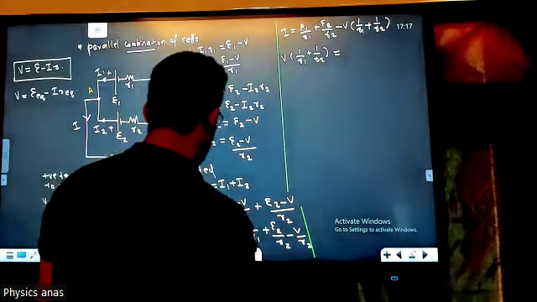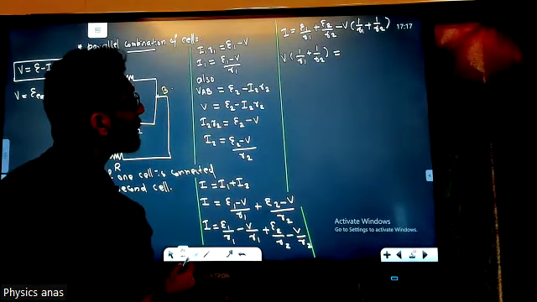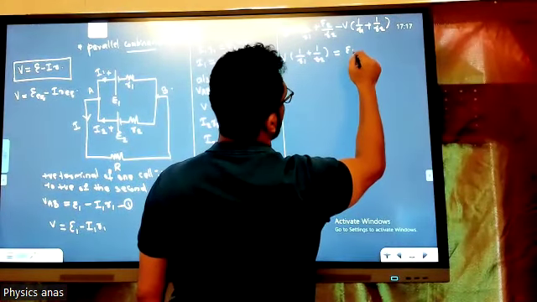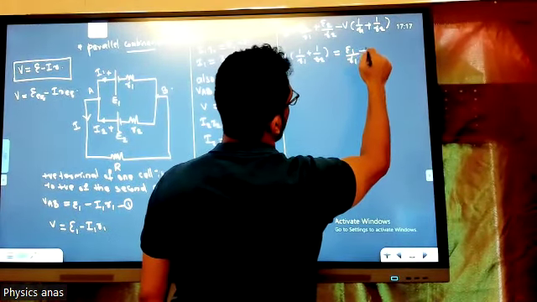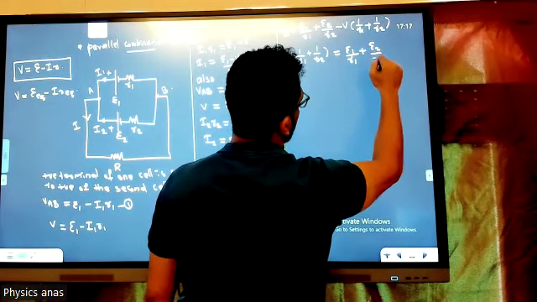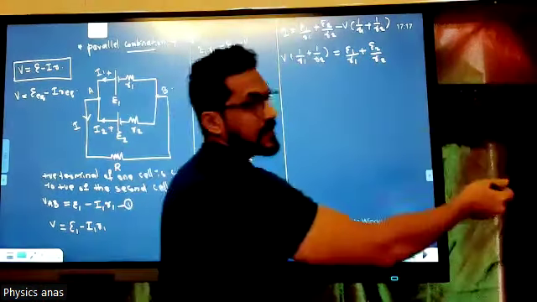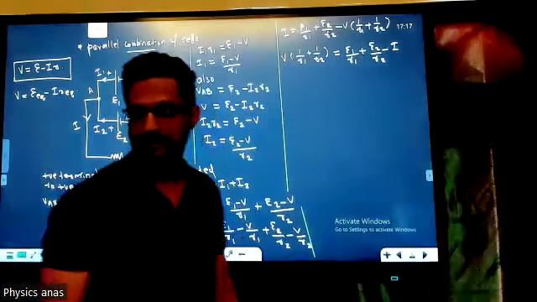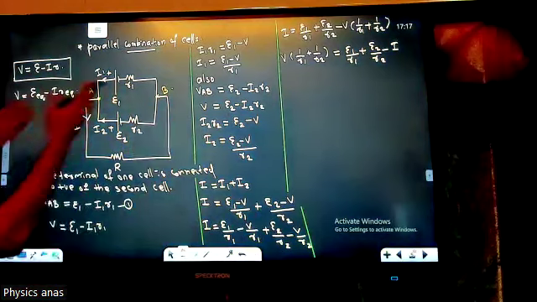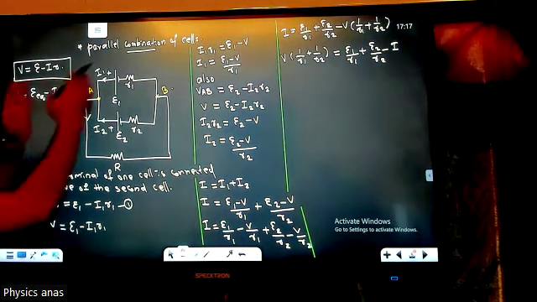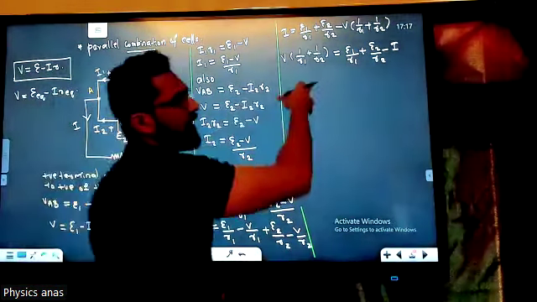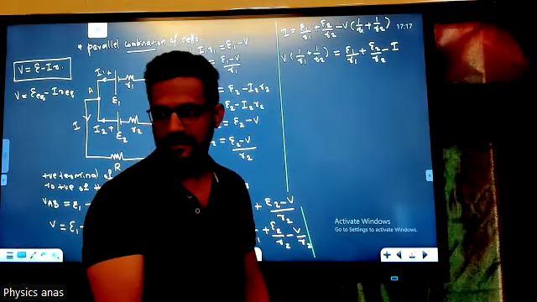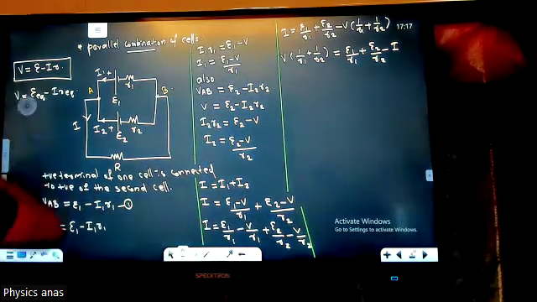There is an I here, right? So I am bringing this I to the other side. This side you have E1 by R1 plus E2 by R2. If I bring this I to the other side, I have minus I like this. Now it is almost looking like this equation. Almost. V is multiplied by a term, so I have to bring this term to the other side. Then I will get this equation.